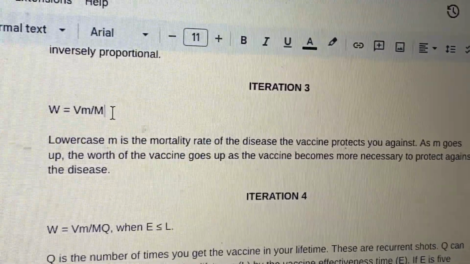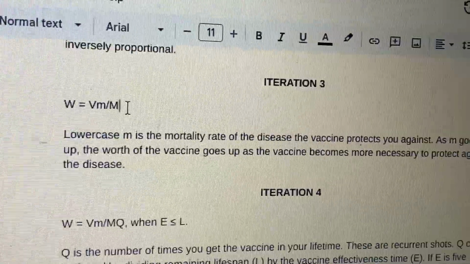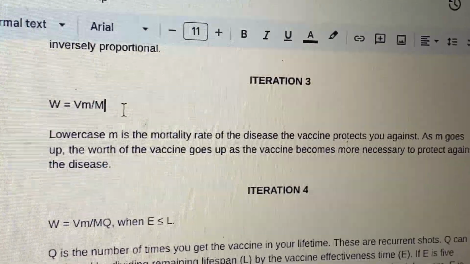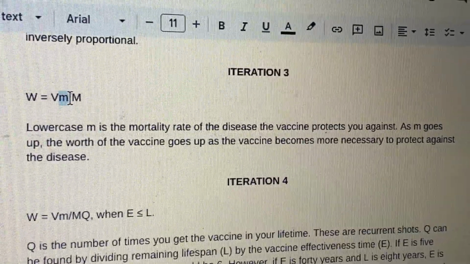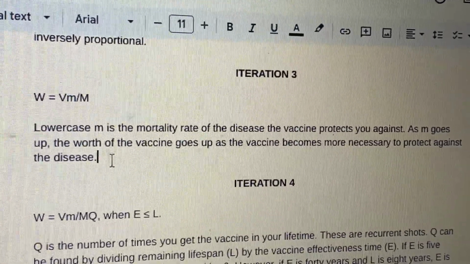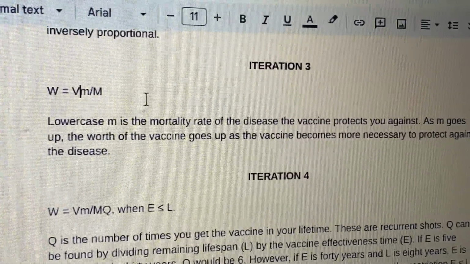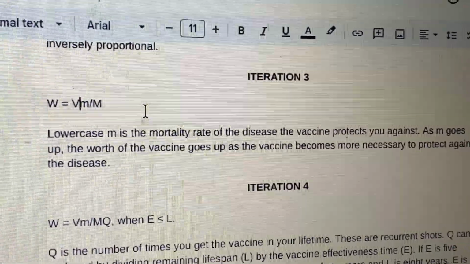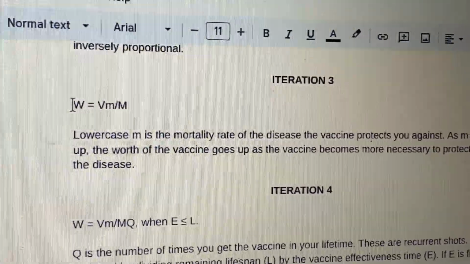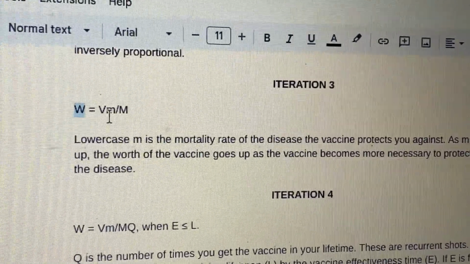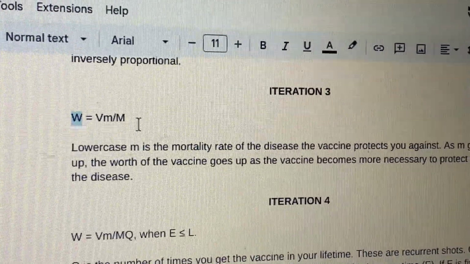You have that little m. Every little variable that I add, it gets better. So each iteration is better than the previous. So this iteration, we just include this little m. Let's say the disease has a 1 in 10 chance of killing you, as opposed to, let's say, 1 in 1,000. The 1 in 10 chance, the worth of the vaccine is going to be higher than the 1 in 1,000 chance, because it would be 100 times better, to be more specific.